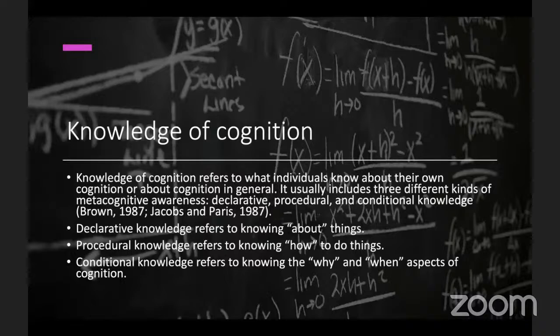One is knowledge of the cognition, that is about how individuals know about their own cognition, or about the cognition in general. It includes three different kinds of metacognitive awareness: declarative, procedural, and conditional knowledge. So declarative knowledge refers to knowing about things, and procedural is about how to do the things, and the conditional knowledge is why and when to use the aspect.